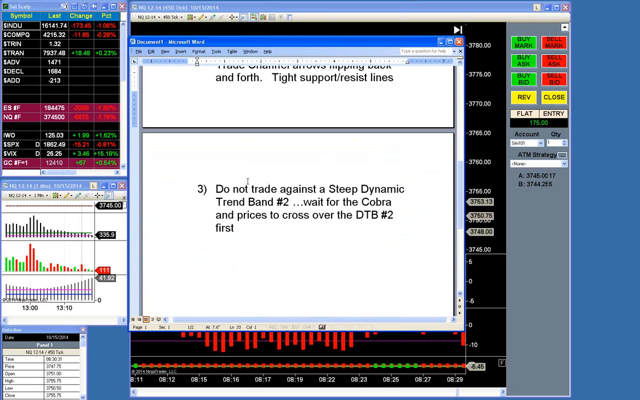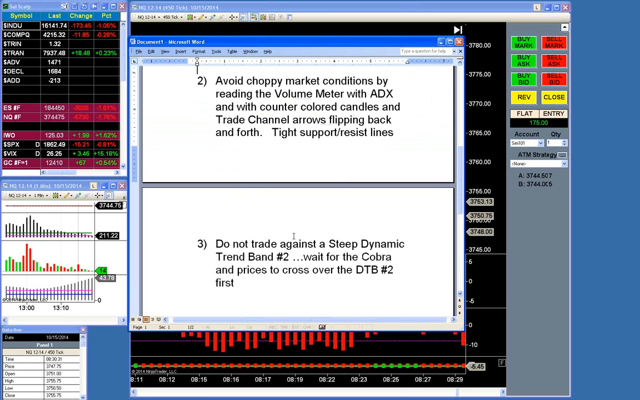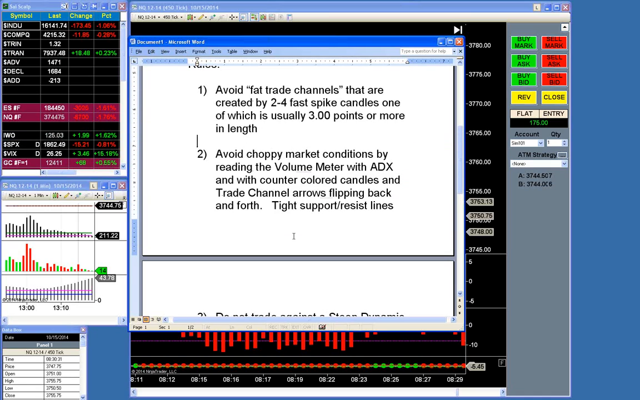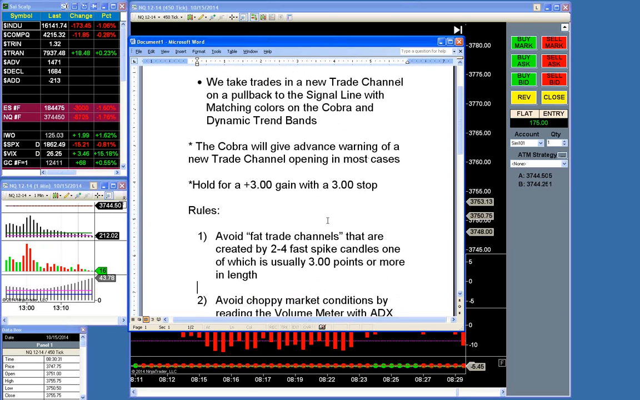And then the final rule, and you should know all these anyway because they're from the previous Boomerang. Do not trade against a steep dynamic trend band. When the market's in a channeling mood, don't trade against a steep trend band. Wait till it flattens out a little, and you'll know that now with the new Ultra Boomerang when the Cobra and the prices cross over the dynamic trend band number 2. That'll save you the previous method of speculating when the steep dynamic trend band would stop. Same rules enhanced with the new tools of the support resistance lines, the Cobra, and the re-enhanced dynamic trend bands.